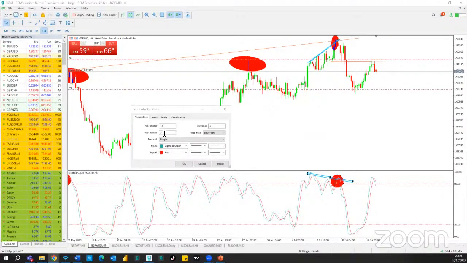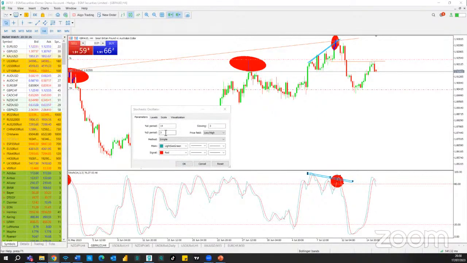So percentage D period is like the moving average. Yeah, it's the moving average for that 14 K period. So in this case, once you see this crossover to the downside, that one gives you the signal. But then your question was, what parameters did I use?